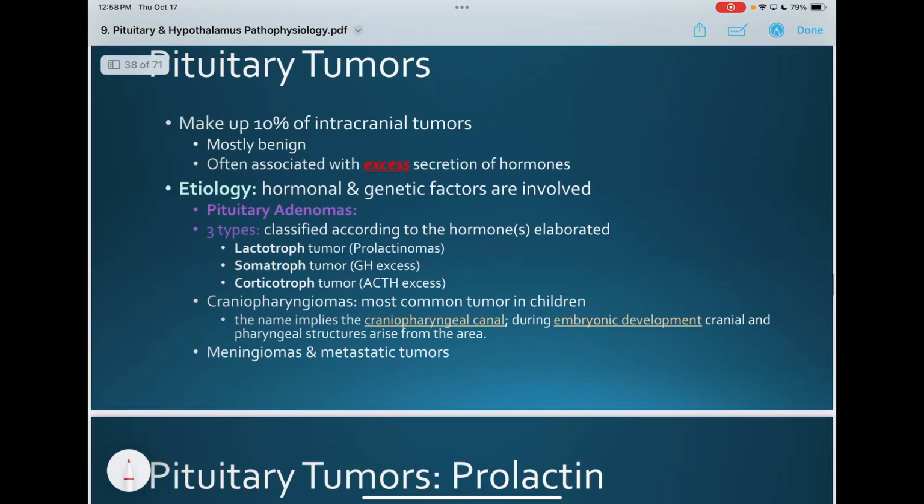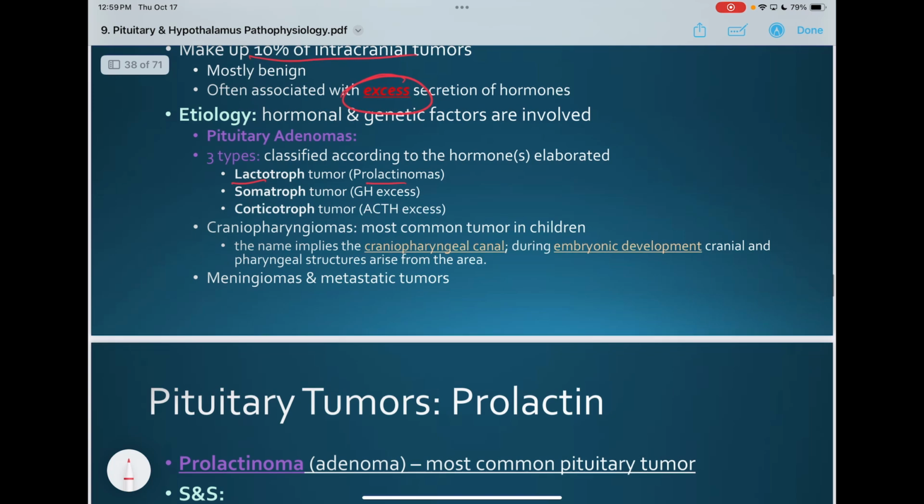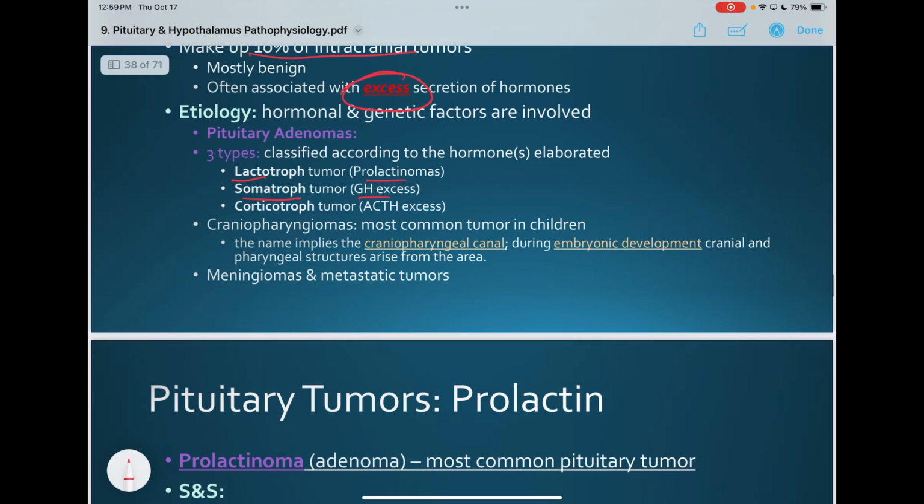Pituitary tumors make up 10% of all intracranial tumors, mostly benign with these pituitary tumors. And whenever you see the tumor, think of excess. If they have a tumor, they're going to secrete more hormone than they should. There are 3 different types of adenomas for pituitary gland, and they're all based off of location and what tissues are involved. So a lactotroph tumor causes issues with prolactinoma. Somatotroph tumor, growth hormone excess. Corticotroph tumor, too much ACTH.